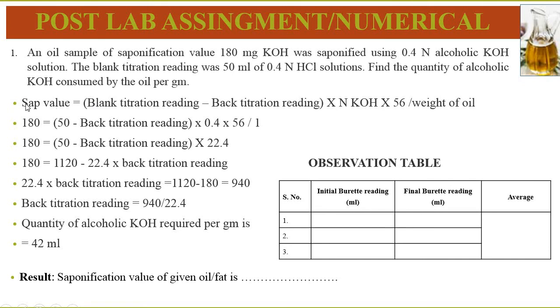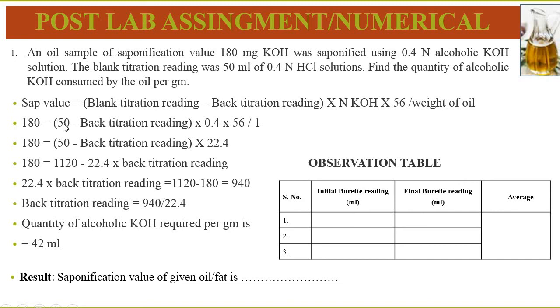So the formula is: saponification value is equal to the blank titration reading minus the back titration reading, into the normality of KOH, into 56, divided by weight of the oil. The saponification value is 180. It is written here: an oil sample of saponification value 180 mg. So 180 is equal to the blank titration reading, which is 50 ml. It is written here in the question. The blank titration reading was 50 ml.